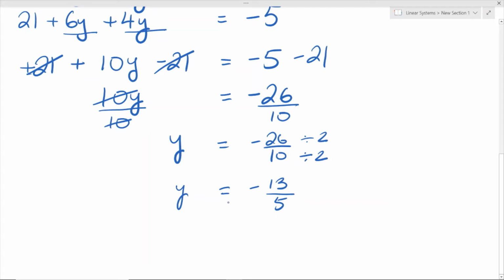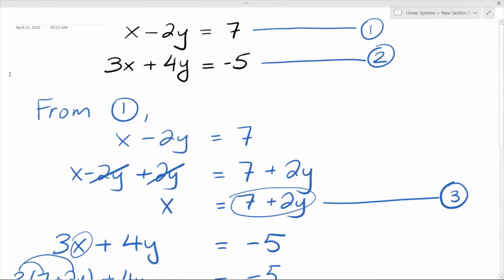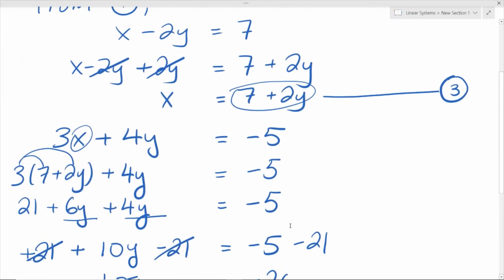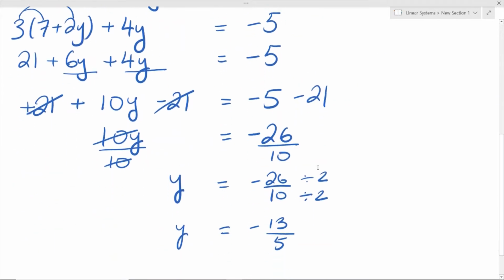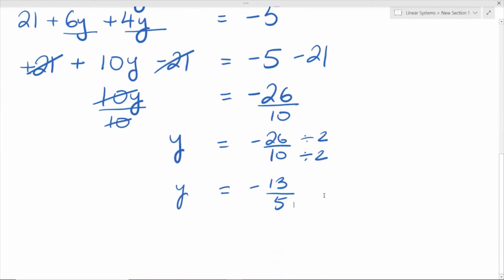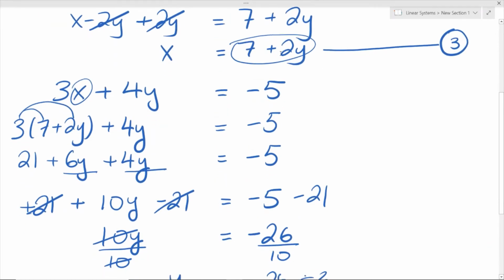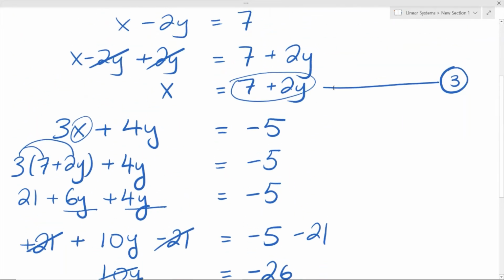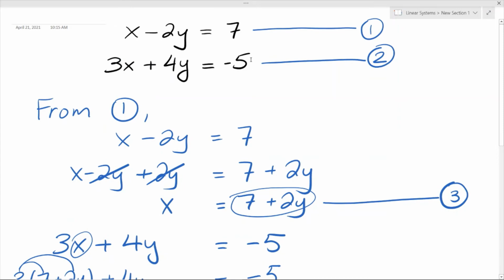Now we want to find x, right? When we solve for this system, we are trying to find x and y, right? That's our goal. And we know y, and we know equation 3 is x equals 7 plus 2y. So all we have to do now is substitute this back into equation 3 to get to x, right? Because x is very nicely isolated for us, so we can just plug this y back in here. And we wouldn't plug it back into equation 1 or 2. I mean, you could, but this is easier. It's a lot easier because x is already isolated for us.